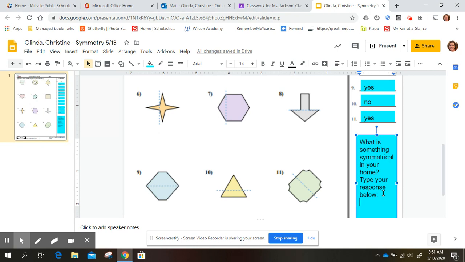All right, so anything that you type there that you could cut in the middle and make exactly the same on both sides. So you'll need to type something here. All right, great.